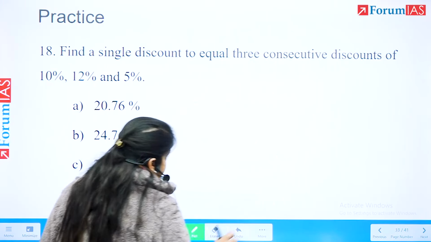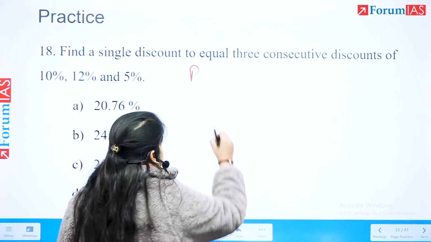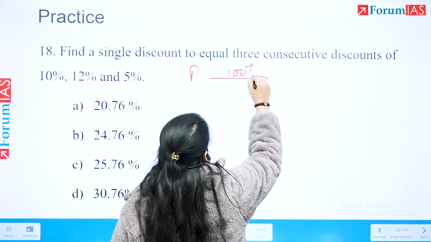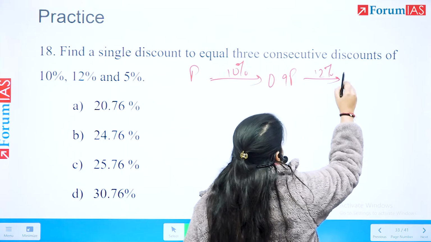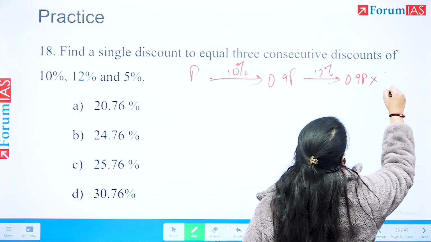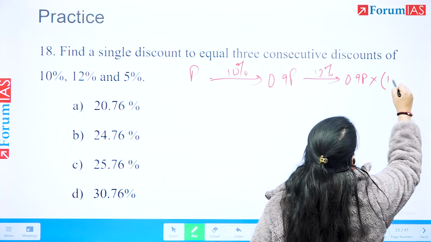This is first. Second, let's derive कि वो क्यों work कर रहा था. Now, let's say the price was P. After the first discount, what will be the price? After the discount of 10%, what will be the price? 0.9p. Correct? After a discount of 12%, it will be 0.9p into 1 minus 0.12. Right? So this means 0.9p into 0.88.